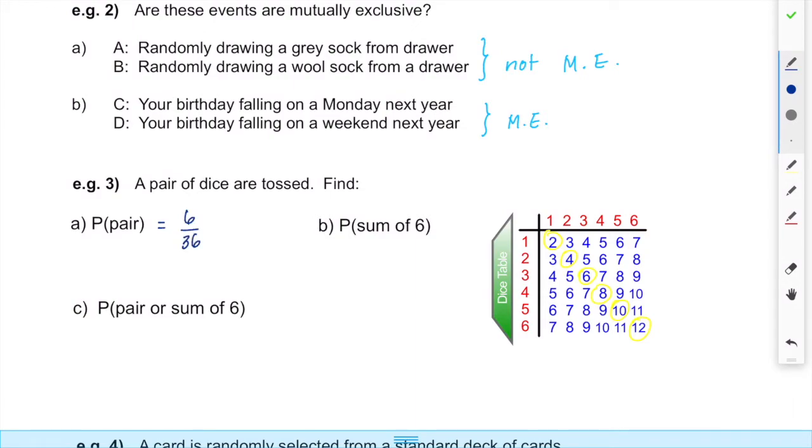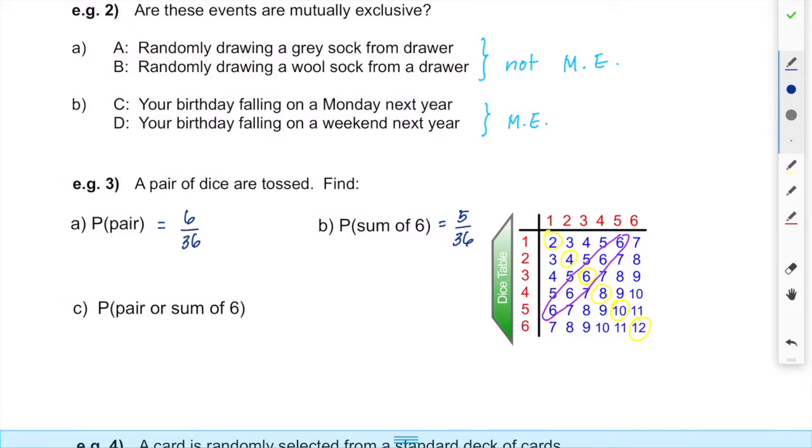Okay. And then P of finding a sum of 6. How many 6s do we see here? We see all the 6s across this short diagonal. So there are 5 events. So here, 5 out of 36.